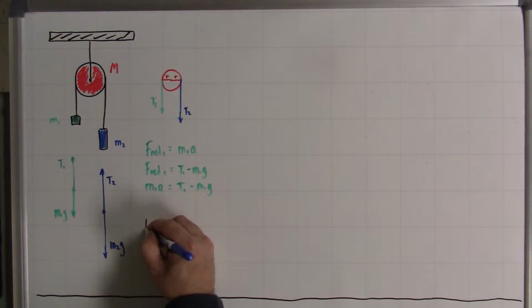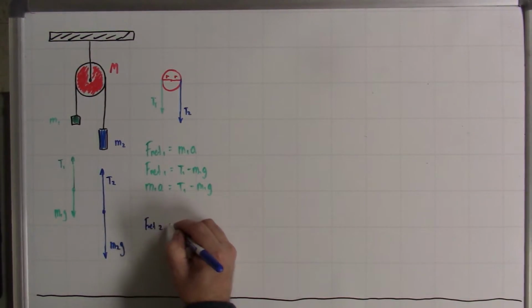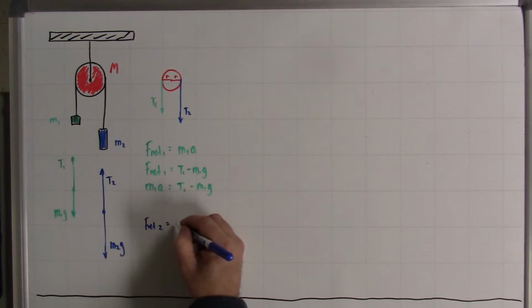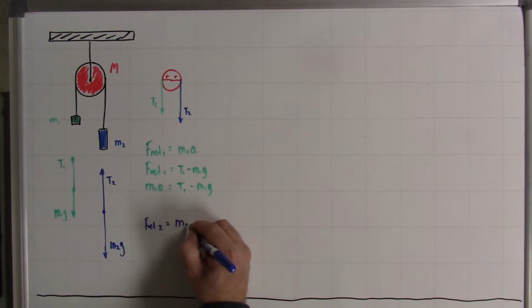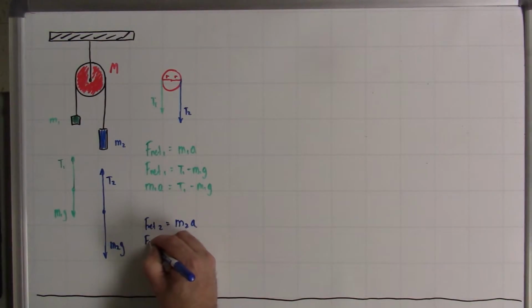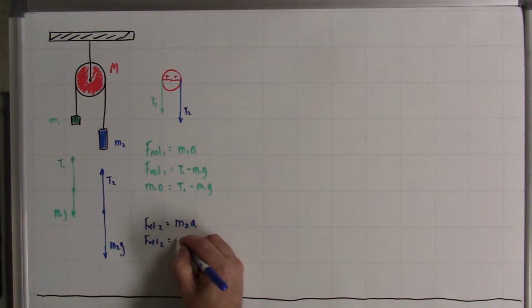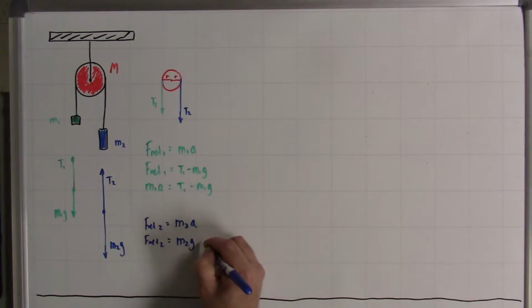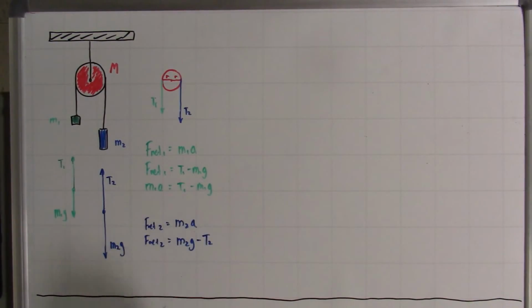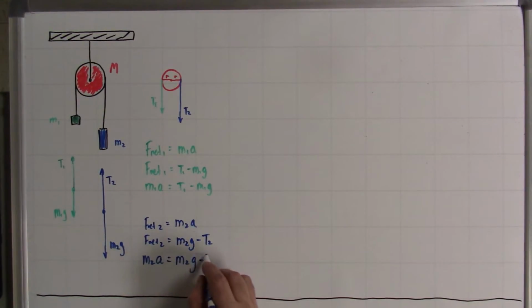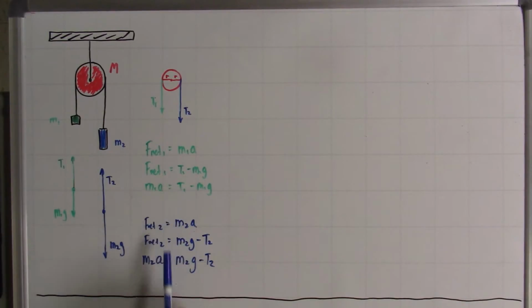If I do the net force on block 2, this one is accelerating down, so the net force on block 2 is M2A. This time it's going to be equal to M2G minus T2. Therefore, M2A is equal to M2G minus T2. Again, if I need to solve for tension 1 and tension 2, I can put them in here in a moment. They may or may not be important.